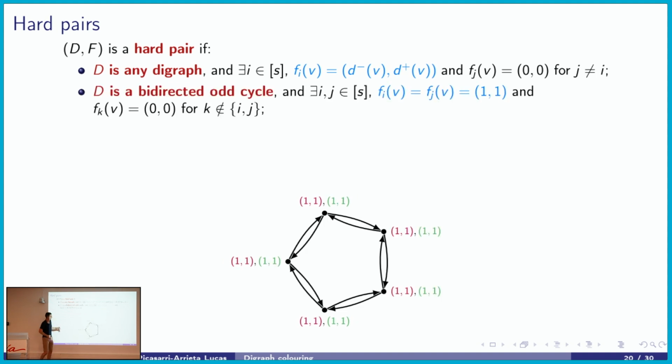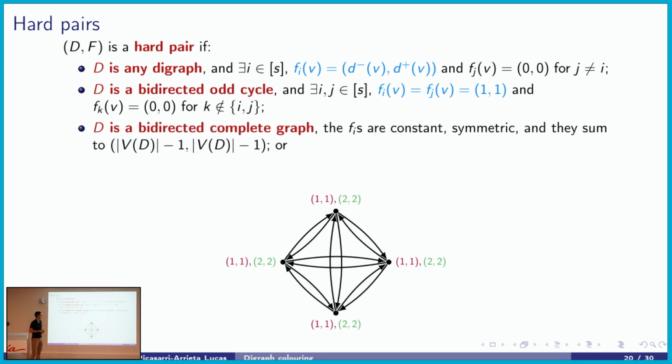So D might be a bidirected cycle, and we have exactly two functions that are not constant equal to (0,0); they are constant equal to (1,1). In this case, we are just trying to two-color an odd cycle, so this is not possible. And finally, D might be a bidirected complete graph. Then all the functions must be constant and symmetric, so the first coordinate is equal to the second coordinate, and they must sum to the number of vertices minus 1. So this is an example. You see that you cannot color two vertices red, otherwise these vertices do not induce a (1,1)-degenerate subdigraph. And for the same reasons, you cannot have three vertices in green, so you cannot color it.